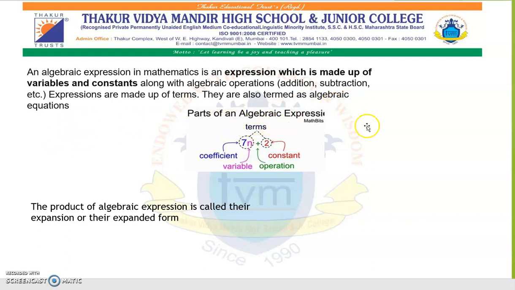Now let us see the parts of an algebraic expression. 7n plus 2. In this, 7n and 2 are called terms. In 7n, 7 is the coefficient and n is the variable. Plus is an operation, 2 is called constant. The product of algebraic expressions is called their expansion or their expanded form.